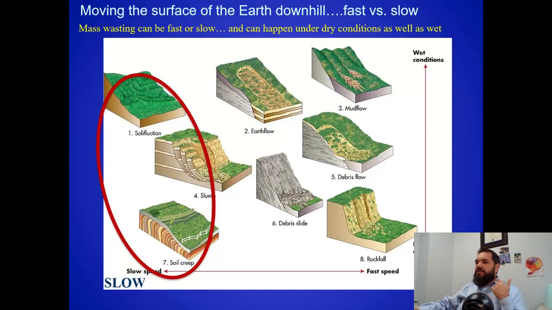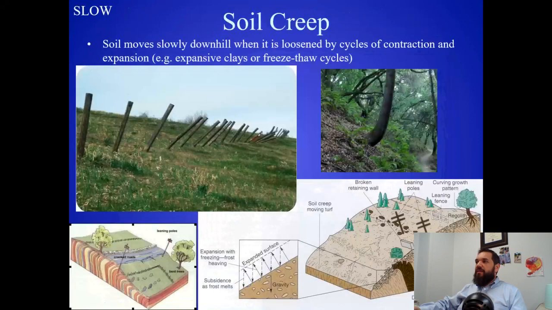Now we're going to talk about some of these slow processes. These are things that, again, are not very dramatic, but they happen all the time. One of these is soil creep. Soil creep is when soil very slowly moves downhill, and what is powering it are cycles of contraction and expansion of the soil. There are a few ways that you can get those cycles of expansion and contraction. One way is when you have expansive clays. That's the main way you can get soil creep here in Corpus Christi.